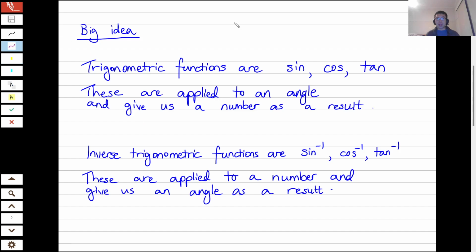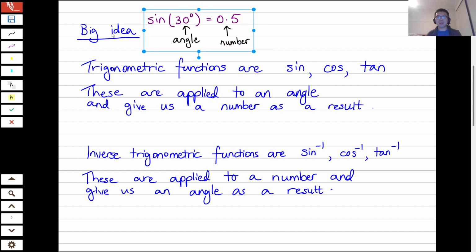So, you may have seen, for instance, that sine of 30 is 0.5 or a half. When I say this, I am saying sine of an angle gives me a number. What I would like to do today is say, if I know the number, can I work out the angle? And the answer is yes, we can do that if we have a calculator.